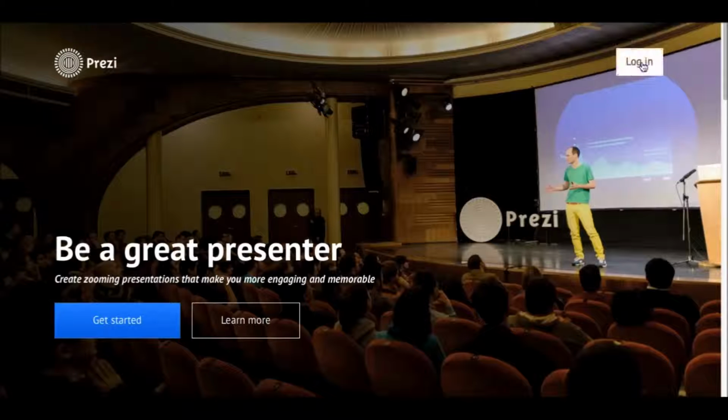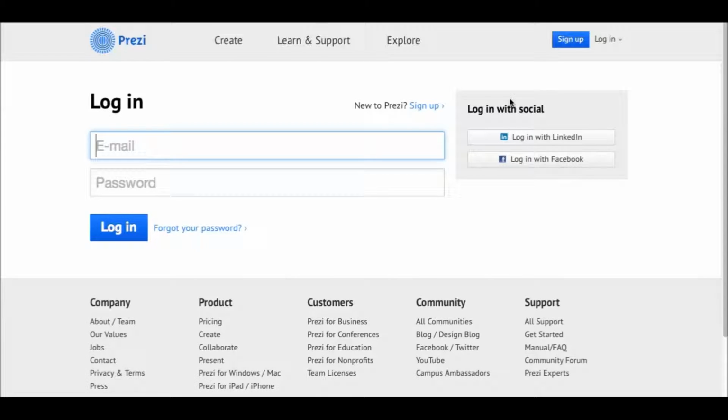I will click the Login button. Here you will add an email address and password. You will have to create this the first time you use Prezi. If you have a teacher or student email address, you may be eligible for an upgrade. That will allow you more options with Prezi, but the basic account lets you create public presentations. So I will click Login here.